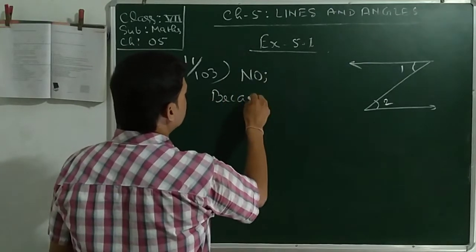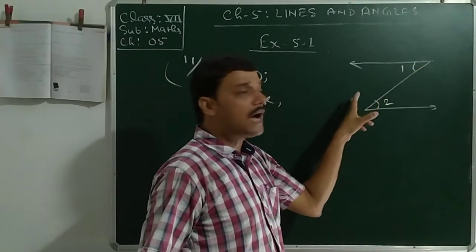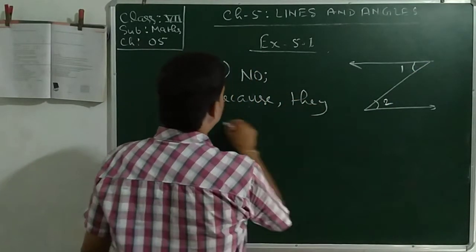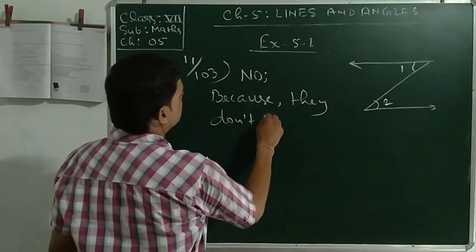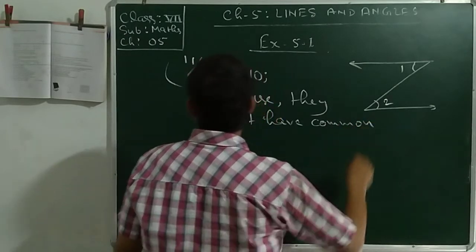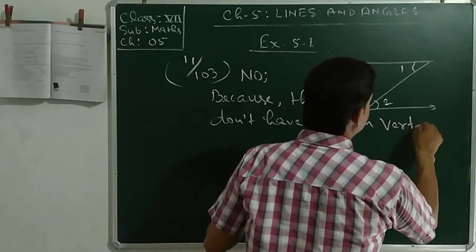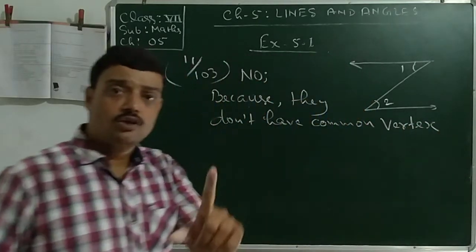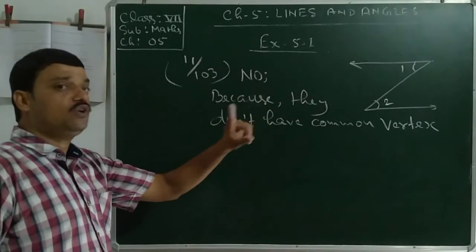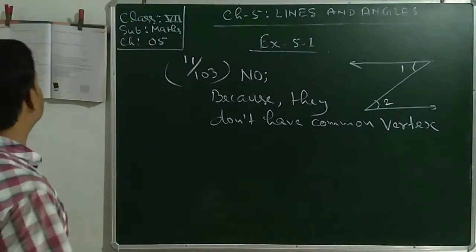Let us think about why. They have separate vertices, because they don't have a common vertex. To be adjacent, they need the common vertex as well as one common side. There is one common side, but no vertex is common. That's why they are not adjacent.